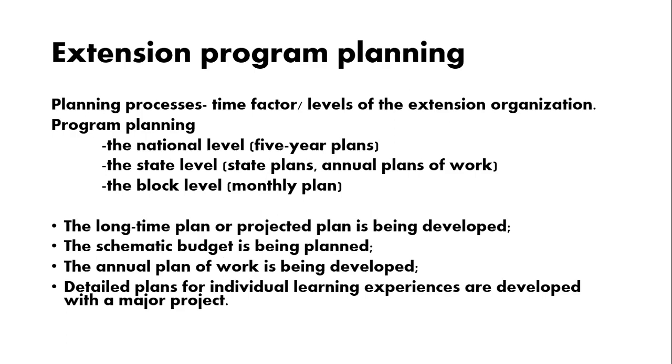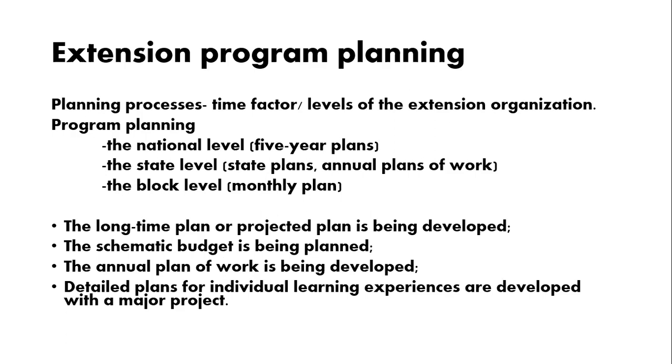So the time factor is comparatively less when we go to the regional level. And at the block level, district level or village level, it may be a 1-month plan, 2-month plan, or 3-month plan. Therefore, when we look at the planning process, the two basic factors that impact it are the time factor and the level of the organization. Right? Keep these two factors in mind. What are the factors that affect the planning process? One is the time factor and the level of the extension organization.